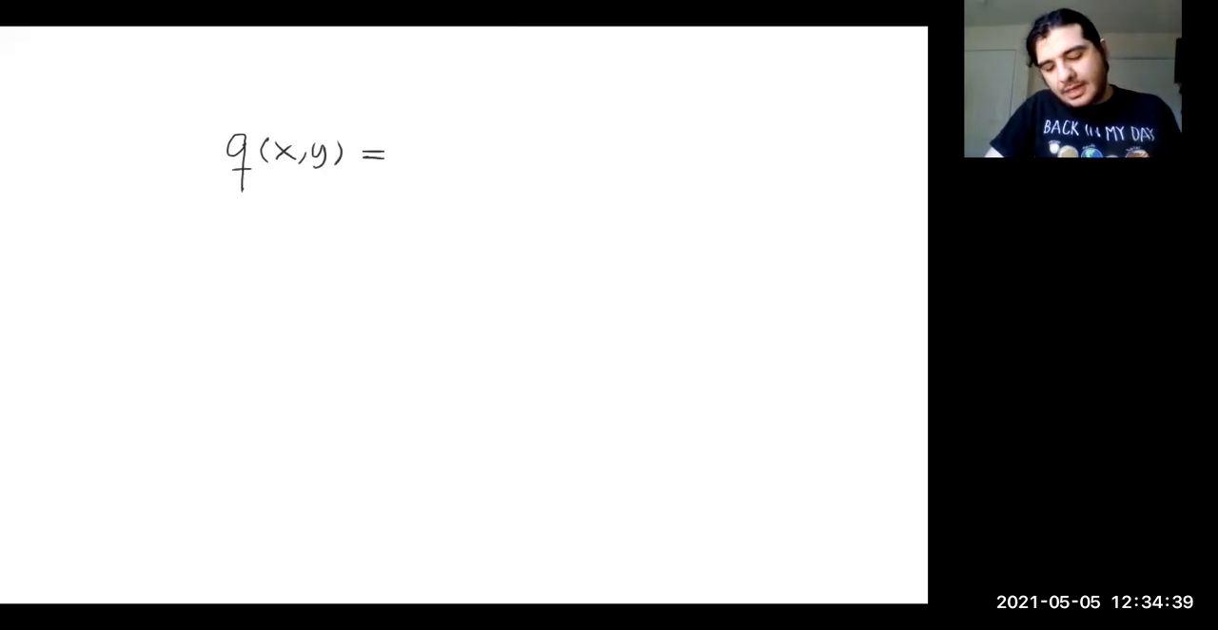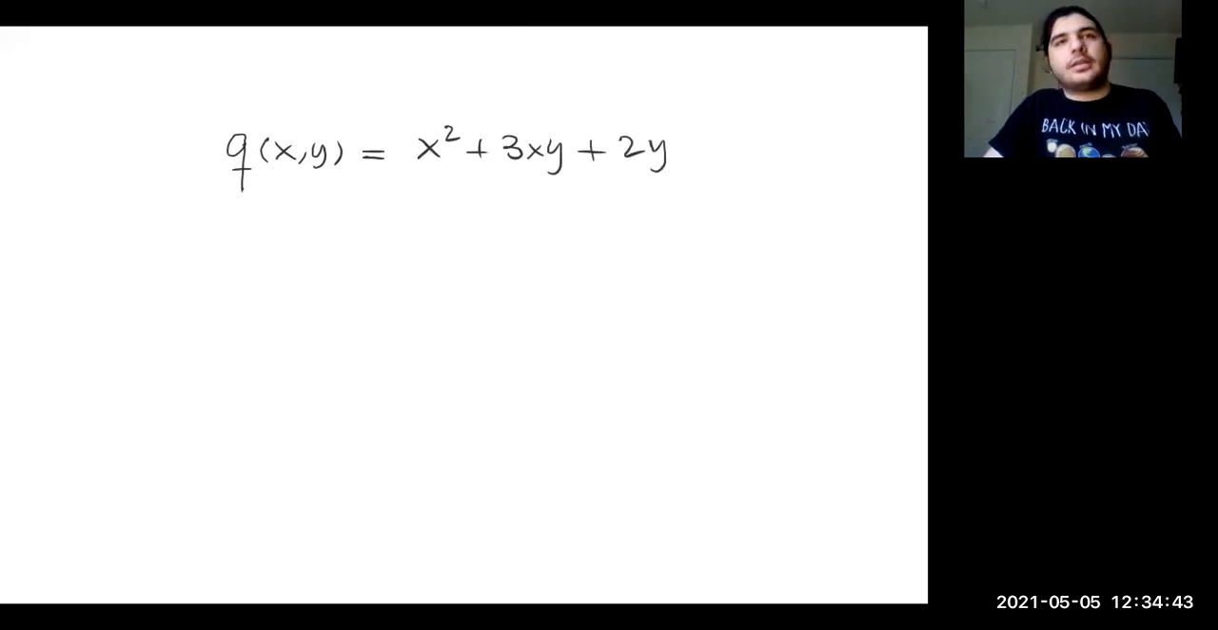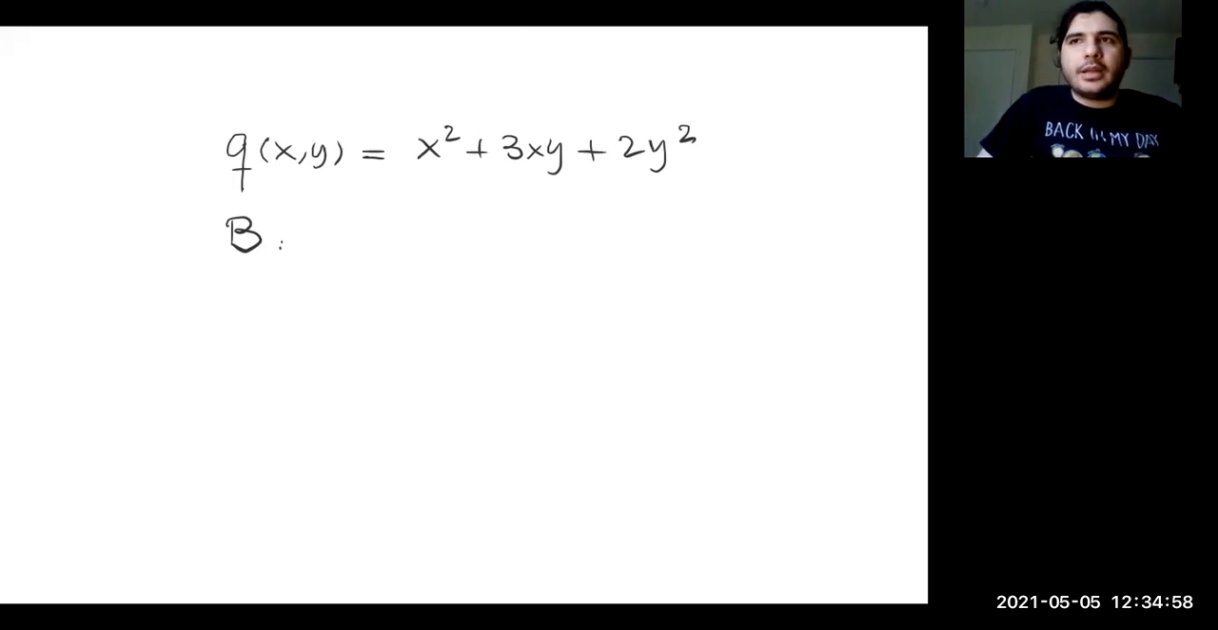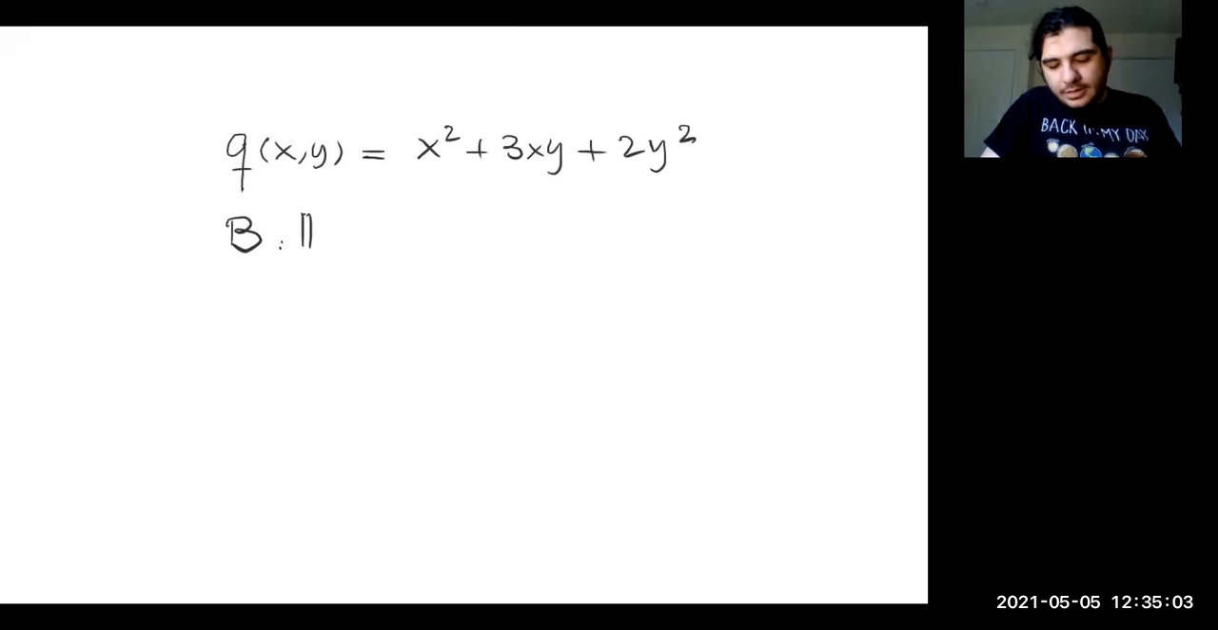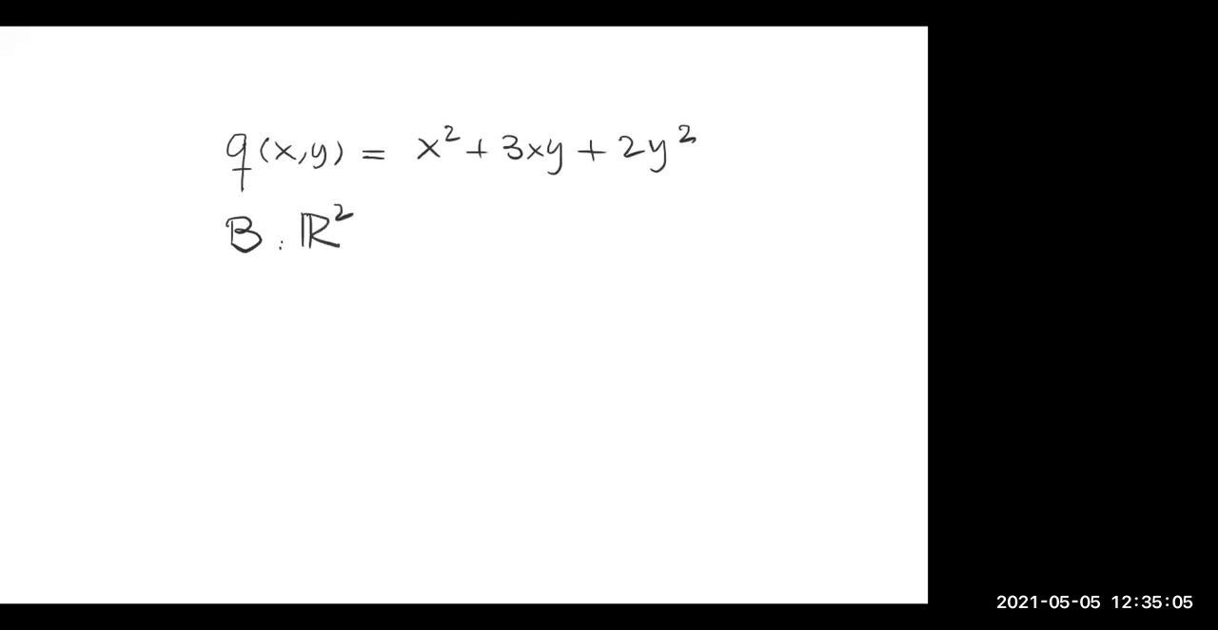So let's look at an example just to give an answer to your question too. Suppose I have Q of X and Y, so just something. Let's say X squared plus 3XY plus 2Y squared. I'm saying this gives you a bilinear form B from, can you guess from where to where? Let me wait so you would guess. What would be the domain of B? R squared, I suppose. R squared? Right, Q of X, Y.